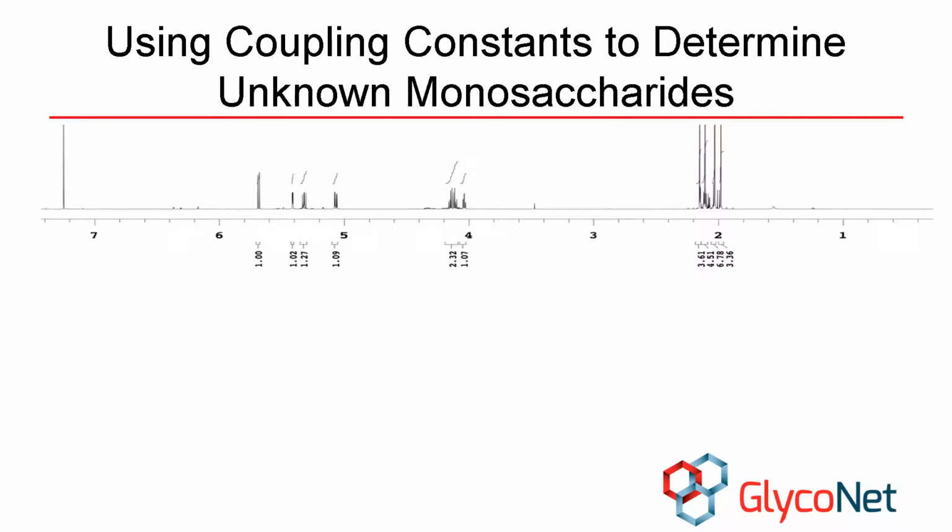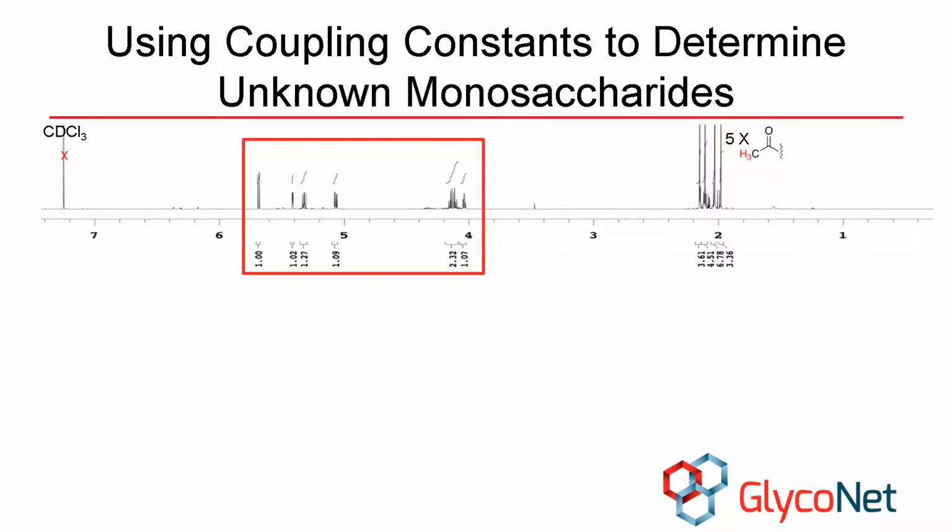If we take the following example of a 1D proton NMR, we can quickly identify all the important peaks in the spectrum. We have our residual chloroform peak at 7.26 parts per million, as well as 5 acetyl groups around 2 parts per million. The remaining peaks are due to the backbone hydrogens. To figure out the relative configuration of all these hydrogens and thus the identity of the monosaccharide that is present, we must first calculate all the coupling constants. Once the coupling constants are determined, we can walk through the backbone by matching the coupling constants between adjacent hydrogens.